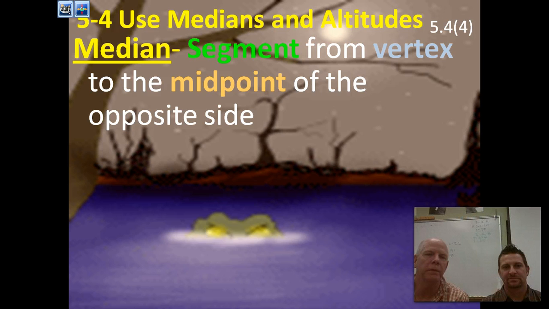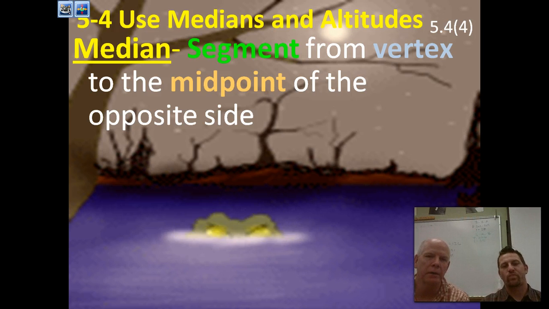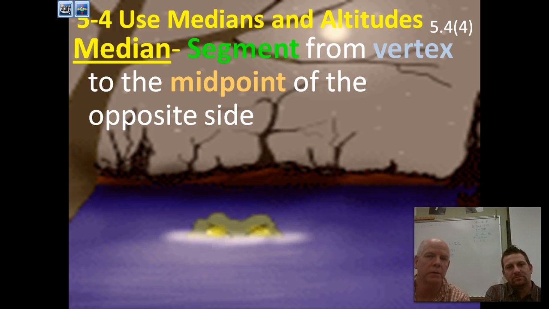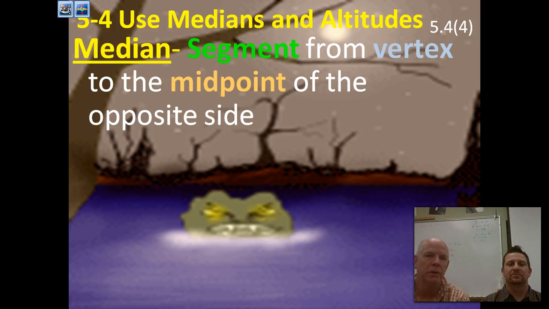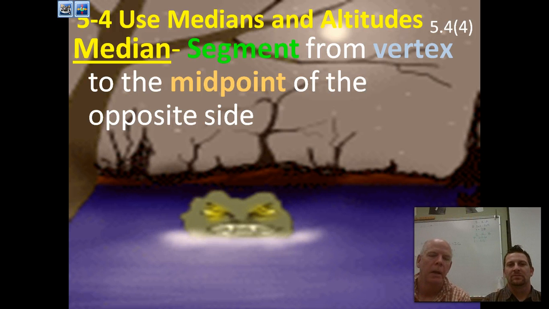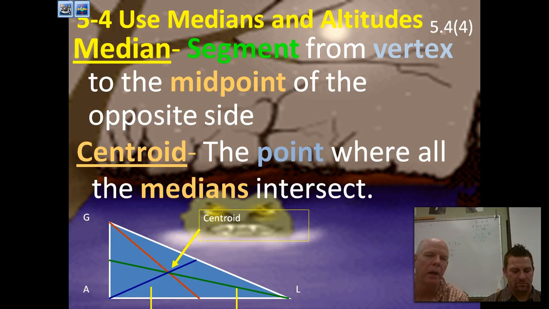The first term we need to define is a median. A median is just a line segment drawn from a vertex in a triangle, so again, the vertex is one of the corners of the triangle, to the midpoint of the opposite side. The midpoint would look something like this diagram. Let's take the blue line, for example. We're taking it from vertex A to the midpoint of that opposite side, and that's the median.